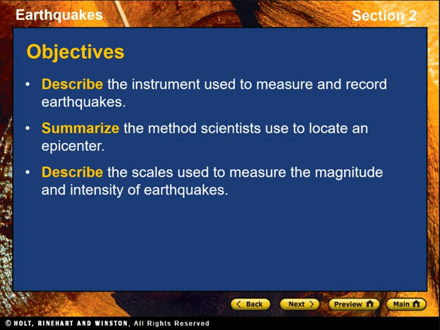At the end of this video, you should be able to describe the instrument used to measure and record earthquakes, summarize the method scientists use to locate an epicenter, and describe the scales used to measure the magnitude and intensity of earthquakes.